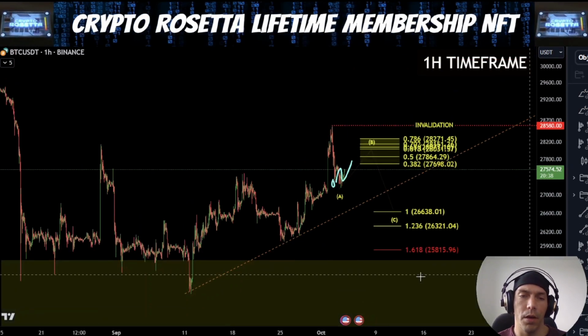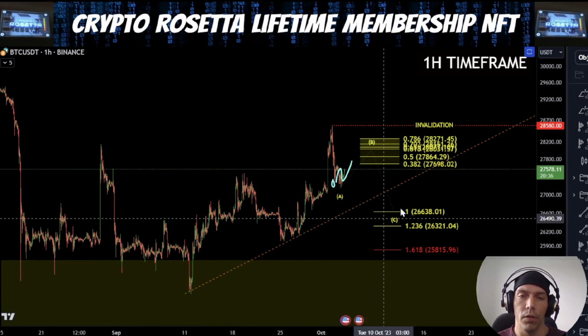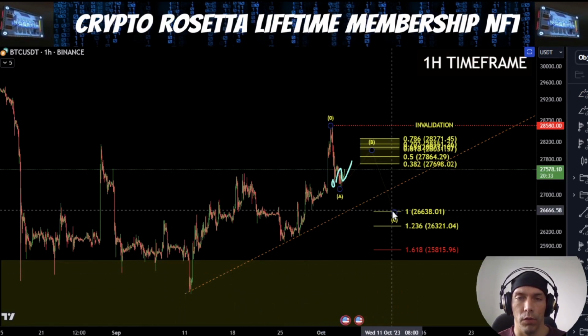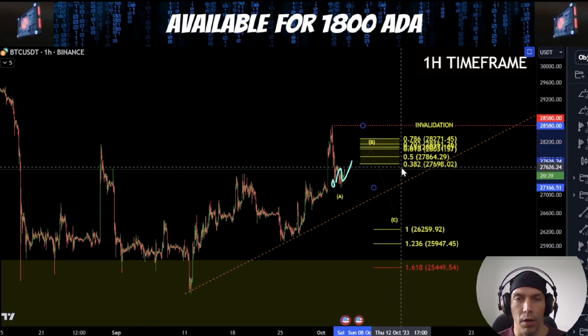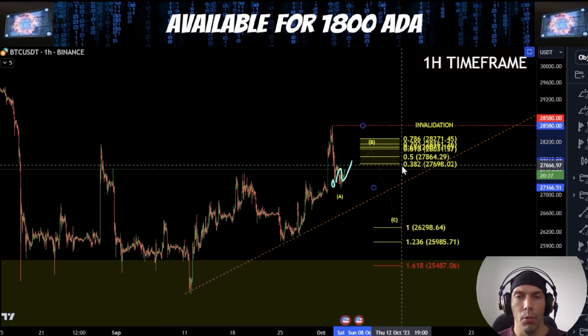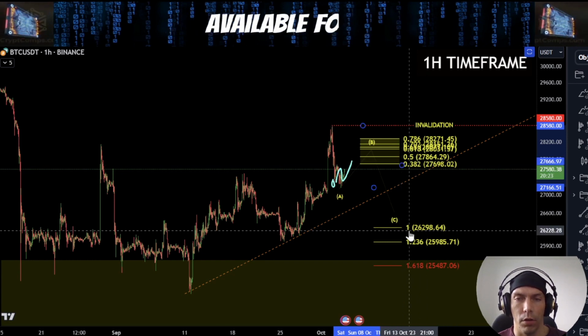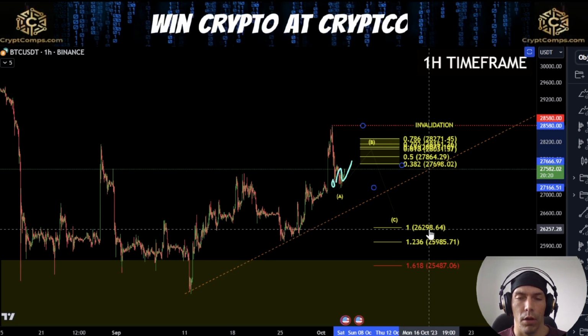Now, I'm going to be keeping an eye on this trend line as well here. This is potentially going to be something that could offer us support. It would also align quite nicely with this 1-to-1 off that 0.618. However, if we drop this down here, we can see that the 1-to-1 off of this 0.382 would bring us rather down between this 26,298 to this 25,985.